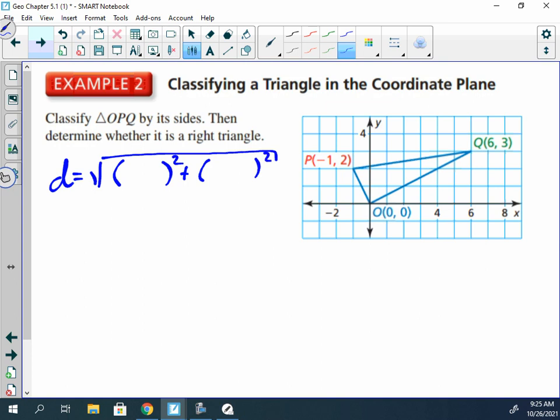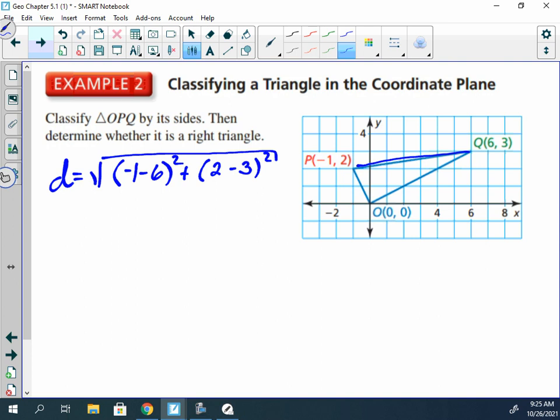So we can say from P to Q. We can do that one first. The x values are 6 and -1, so we can say -1 minus 6. And the y values are 2 and 3, so we can say 2 minus 3. At this point, we can just type the whole thing into the calculator and it would give us an answer, yes?